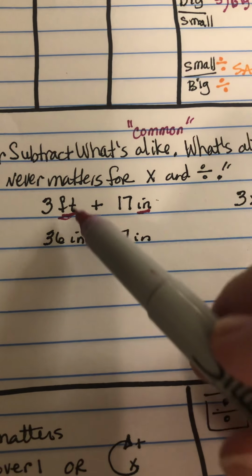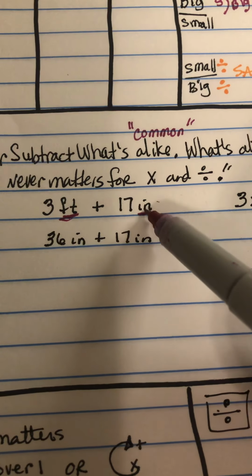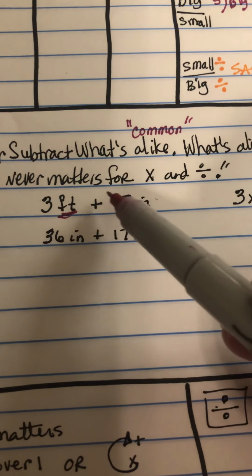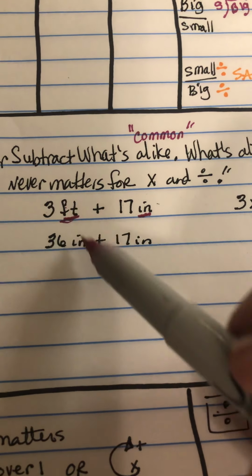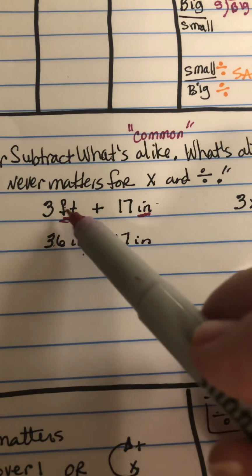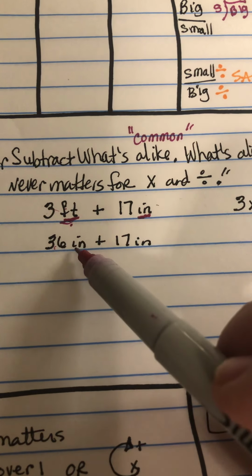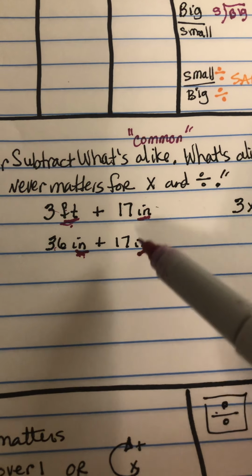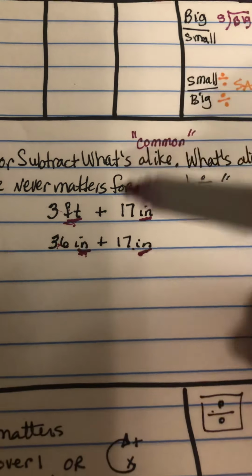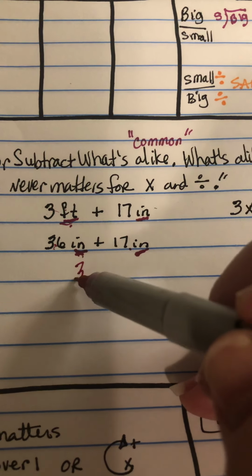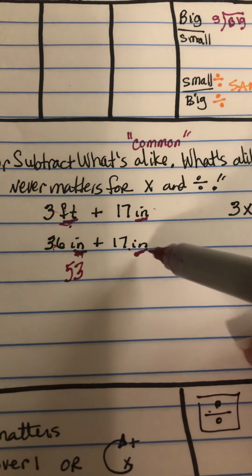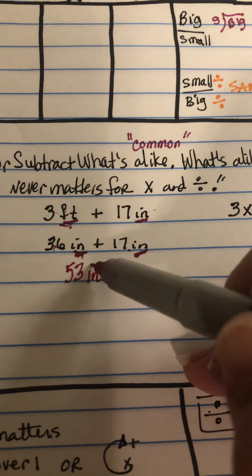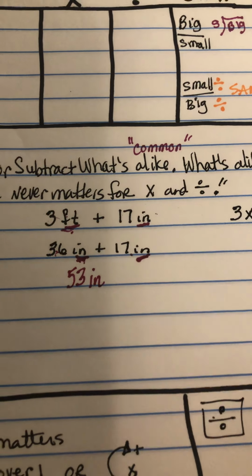So we would have to change one of them, like we could change the 17 inches into feet, or we could change the 3 feet into inches, and I chose to do that. 3 feet is the same as 36 inches. So now that they have the same label, they're alike, we can add or subtract what's alike. So we're going to add these, and what's alike stays alike in the answer. There it is. It's 53 inches.